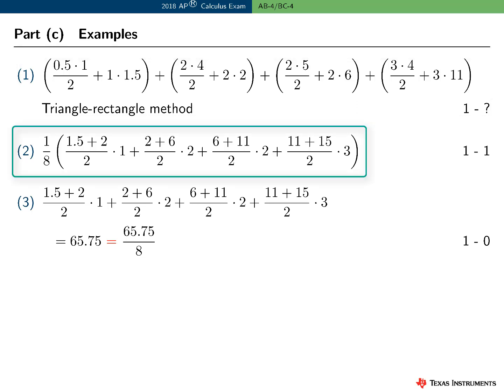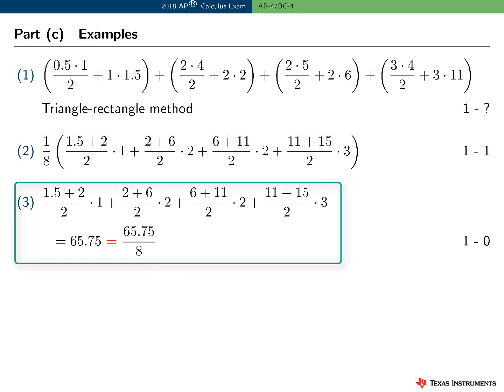In the second example, the student has presented a correct trapezoidal sum and multiplied by 1/8 to find the average height of the tree, all in one step. And since this is a numerical answer, it does not need to be simplified. This response earns both points. And the last example shows a linkage error. This response earns the first point, the trapezoidal sum point, but not the approximation point.